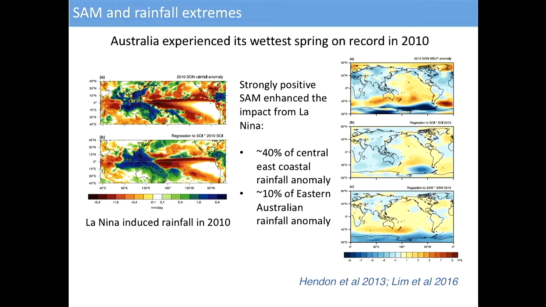so this is sea level pressure, the observation of sea level pressure for that spring 2010. This is what we'd expect from La Nina, and then this is what we expect from SAM. And so you can see the observed pattern really looked very SAM-like. And so in the paper we talk about how this strong SAM really enhanced the impact from that La Nina. So this compound contribution of both of those modes, if they coexist, can really lead to some major extremes.